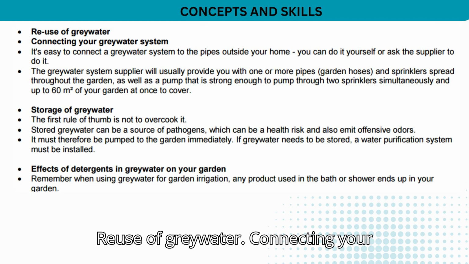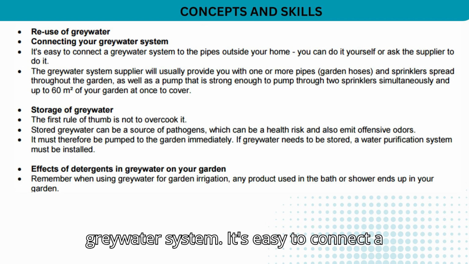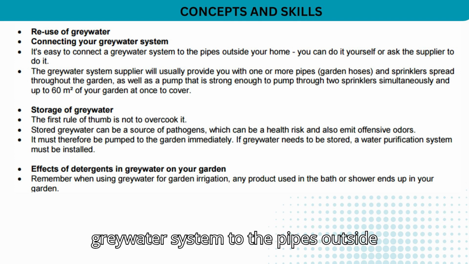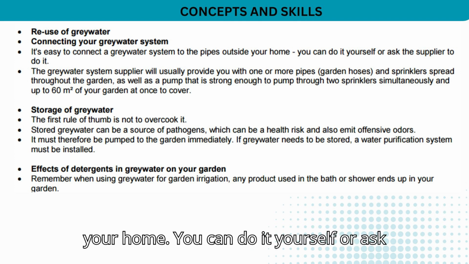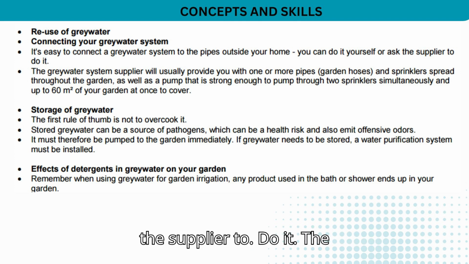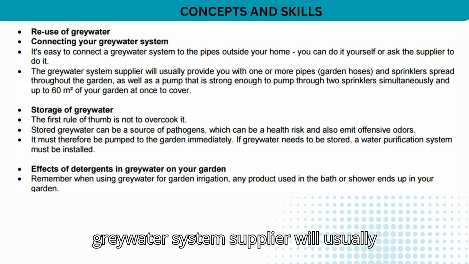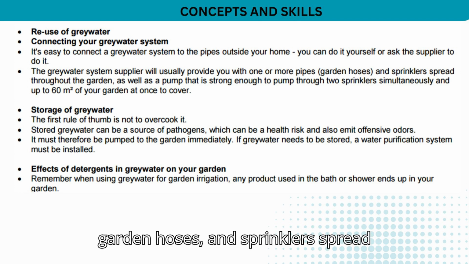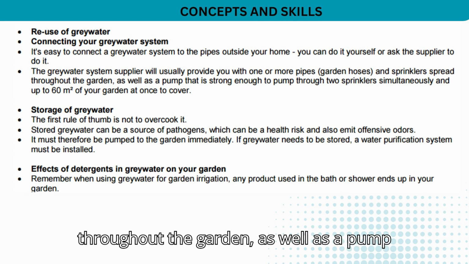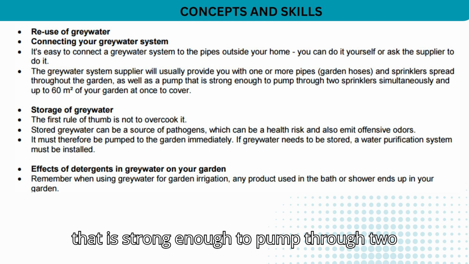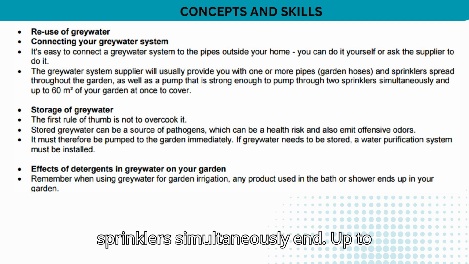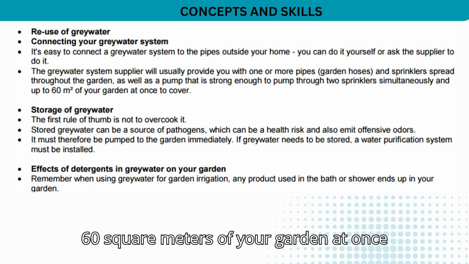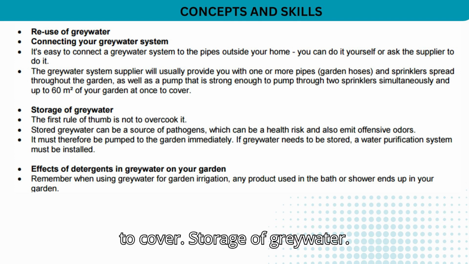Reuse of grey water. Connecting your grey water system. It's easy to connect a grey water system to the pipes outside your home. You can do it yourself or ask the supplier to do it. The grey water system supplier will usually provide you with one or more pipes, garden hoses, and sprinklers spread throughout the garden, as well as a pump that is strong enough to pump through 2 sprinklers simultaneously and cover up to 60 square meters of your garden at once.